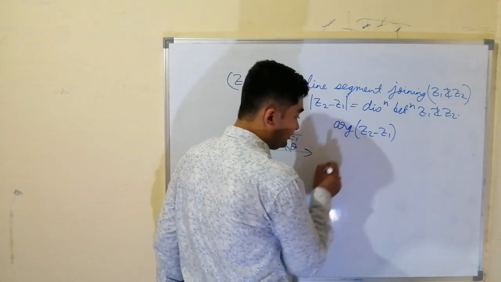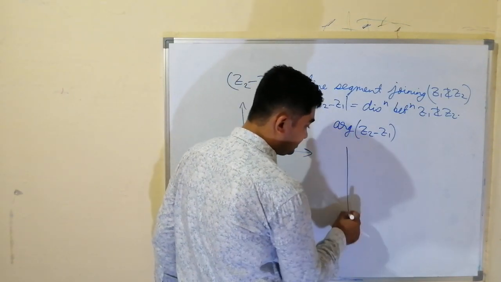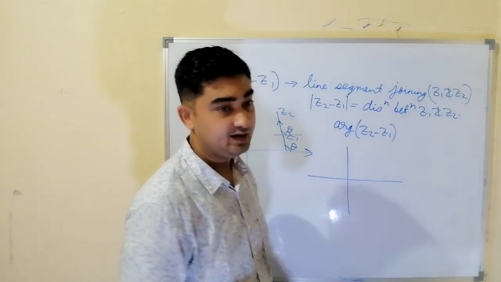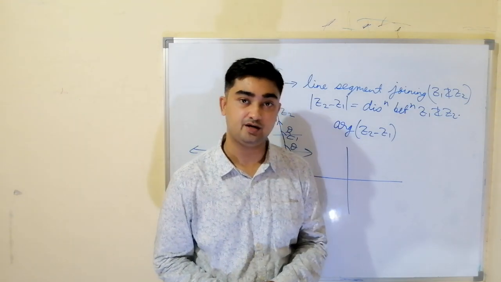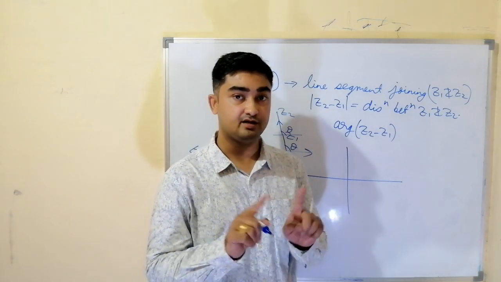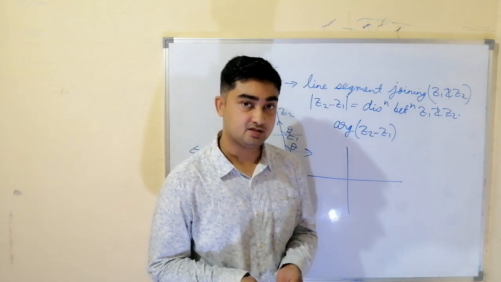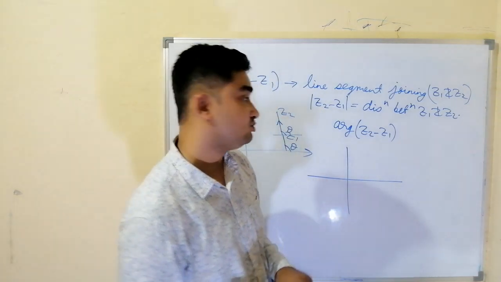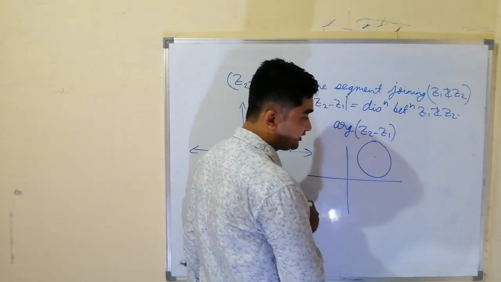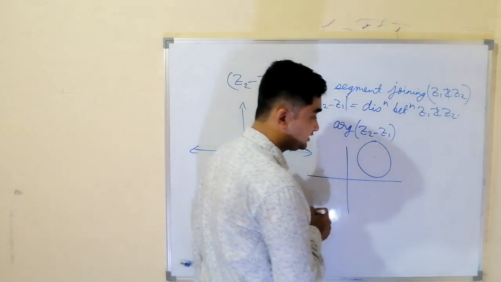How to write? We know a circle is a locus of a point which moves in such a way that its distance from a fixed point is always constant. In 2D, circle is in 2D. What is a circle? It is a locus of a point which moves in such a way that its distance from a fixed point is always constant.